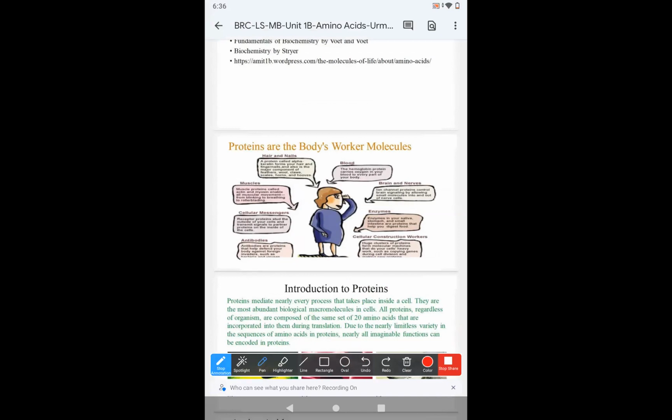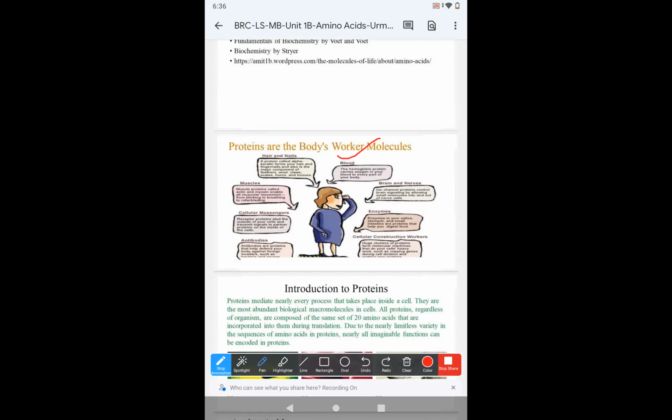For example, blood. Blood contains the protein hemoglobin. You know the value of blood. Blood is the essential component for all metabolic functions in the body. Blood contains protein, and that protein carries oxygen to every part of your body.